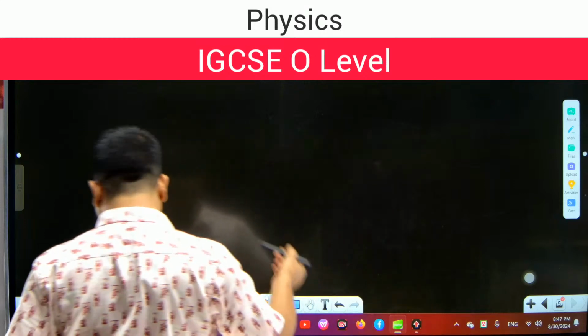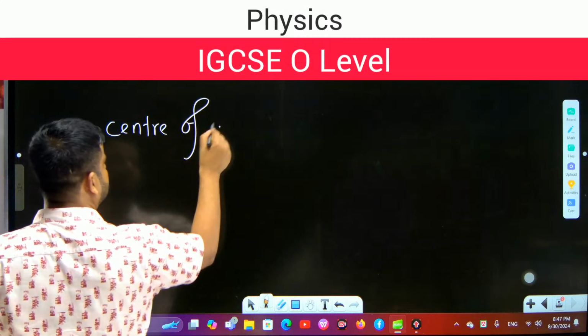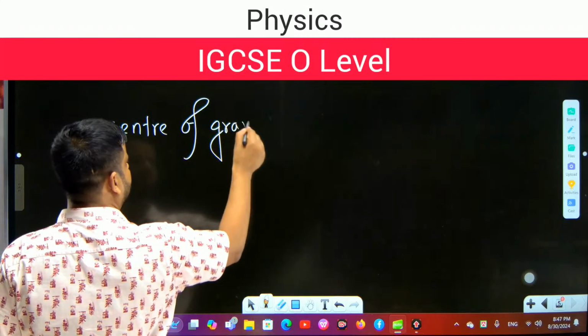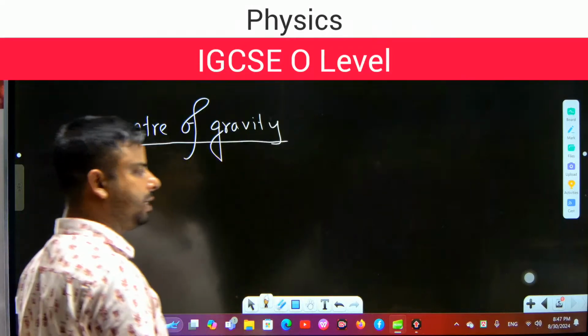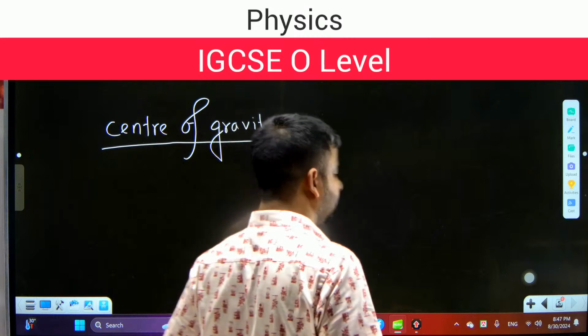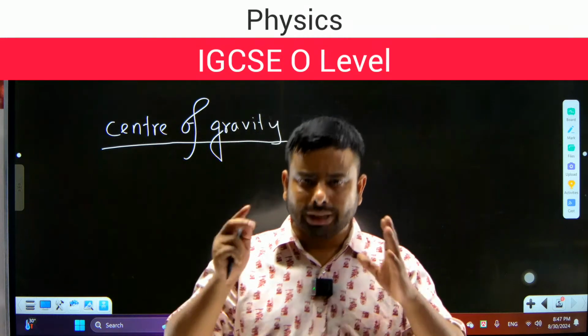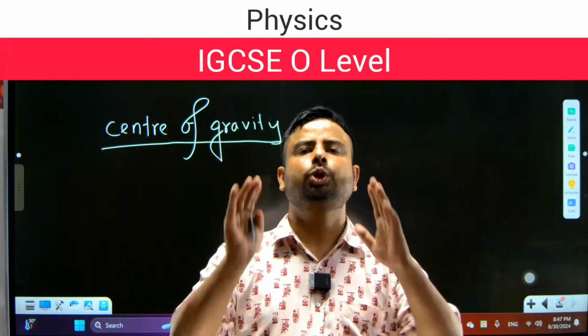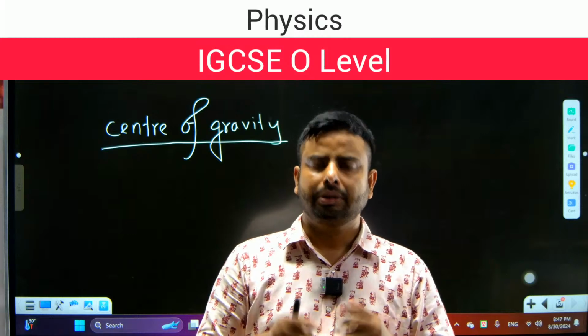Now another thing, center of gravity. What is called center of gravity? The imaginary point within an object where the total weight of the object is considered to act is known as center of gravity.